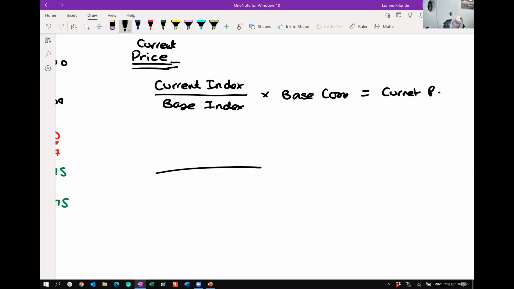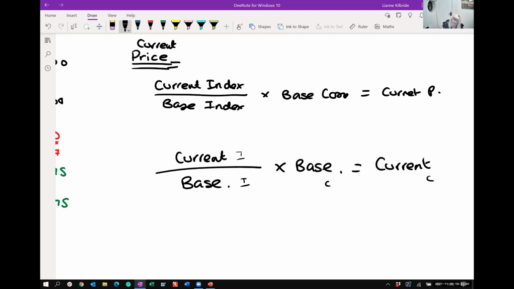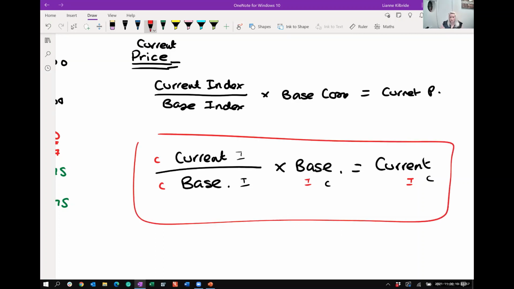On your division, you always have a base here, and you always multiply by the base here. That will then equal the current. So whether you are using the indexes to get the cost, or you are trying to find the index, you should have the current cost divided by the base cost, multiplied by your base index, and that will give you your current index. So that's a method you might want to use to help you work out these questions.